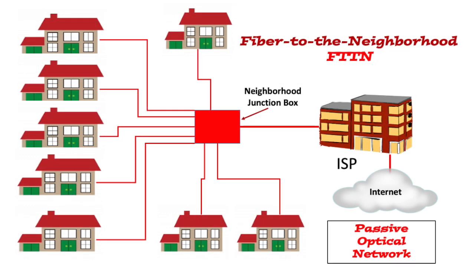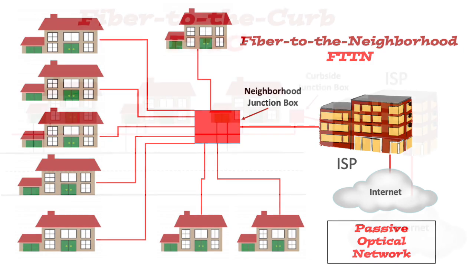There are 3 different variations of passive optical networks. The first of these is fiber to the neighborhood, FTTN. In this variation, the ISP runs fiber to a neighborhood junction box, then individual runs to each customer. An implementation like this will allow a single fiber to be shared by several hundred customers.